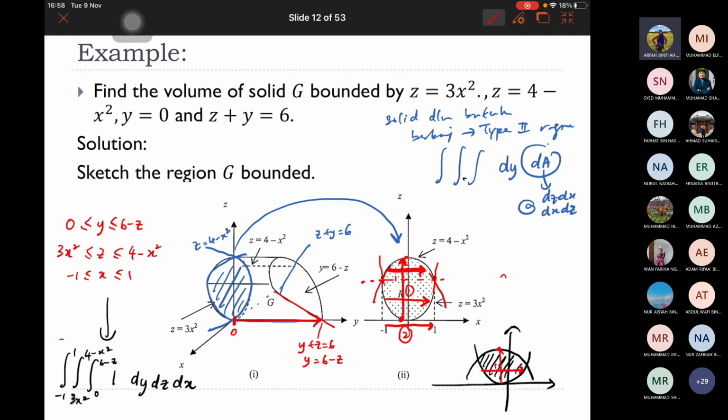Yang itu akan jadi dx, dz. Tapi dia lagi payah sebab bentuk dia kan macam gini. Dia bukan bulatan yang betul-betul bulatan. So dia macam gini dan juga macam gini. So kita kena bahagikan dua, macam dalam exercise dalam chapter 2. Okay. Boleh je kalau nak ambil dx, dz, tapi dia jadi lagi payah. That's why saya ambil dz, dx first.